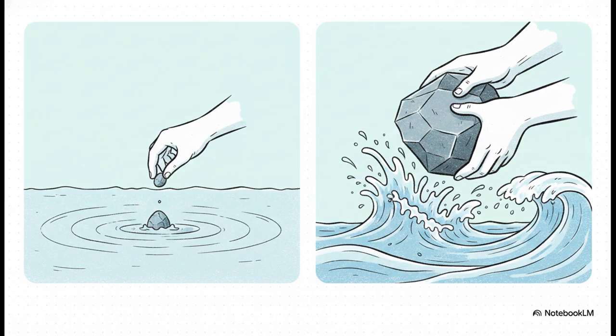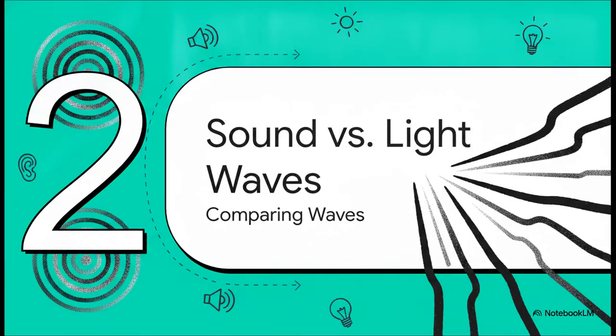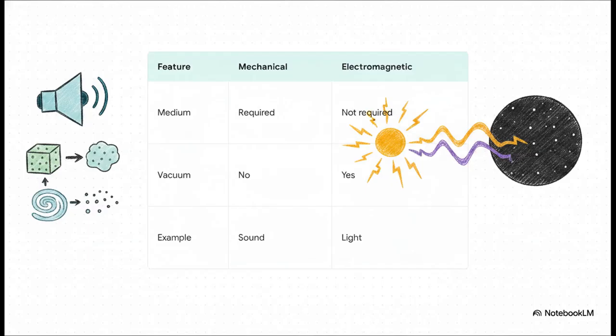Moving on to Section 2, Sound versus Light Waves. Let's look at how different mediums actually work. So we divide waves into 2 major categories. First up, we have mechanical waves, like sound. Mechanical waves absolutely require a material medium to travel through. So that means a solid, a liquid, or a gas. Basically, no particles, no sound.